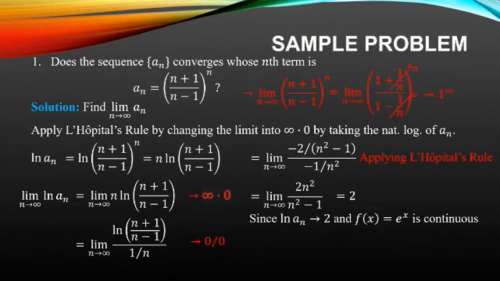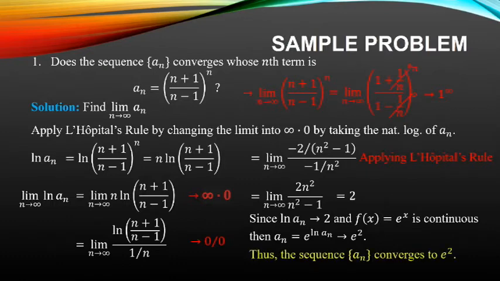Since ln a_n approaches 2, and f(x) equal to e raised to x is continuous, and we have the identity a_n is equal to e raised to ln a_n, and ln a_n approaches 2, this one approaches e raised to 2. Thus the sequence a_n converges to e raised to 2. So it converges.